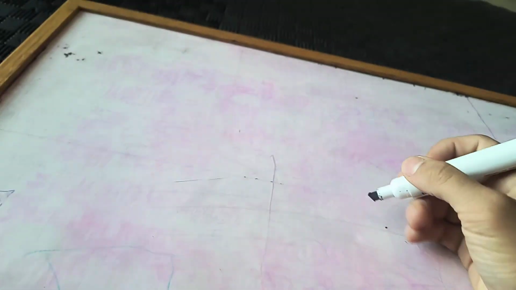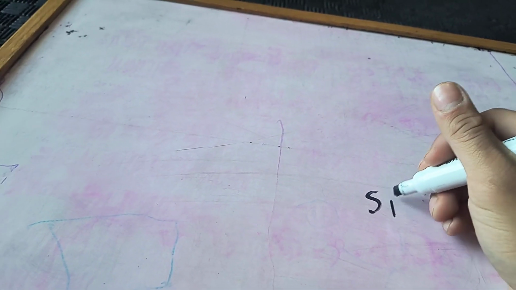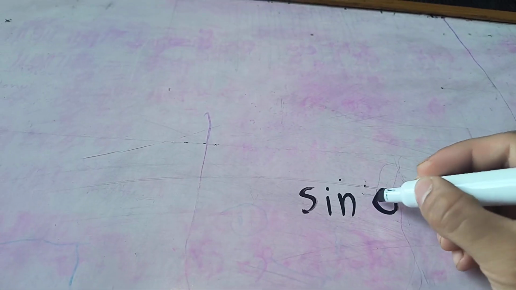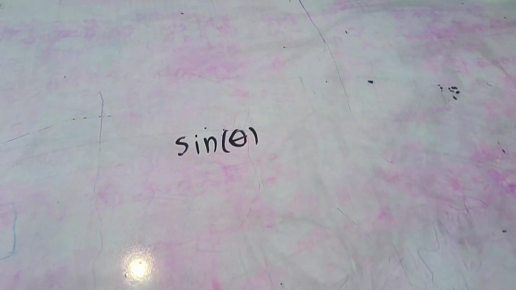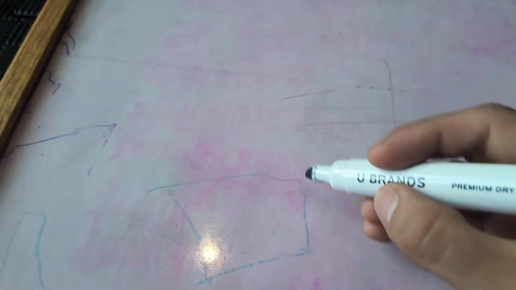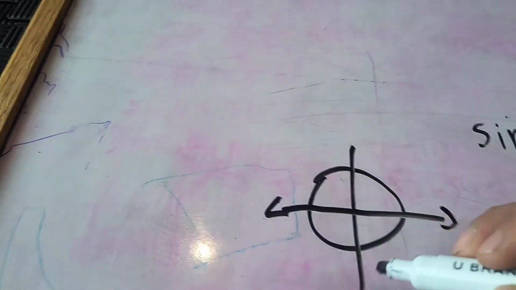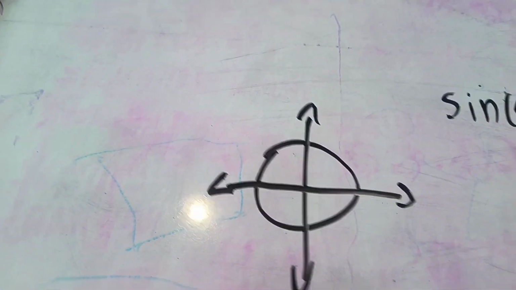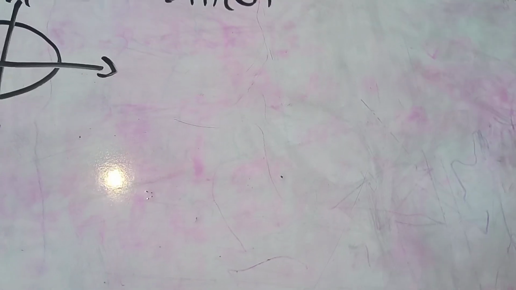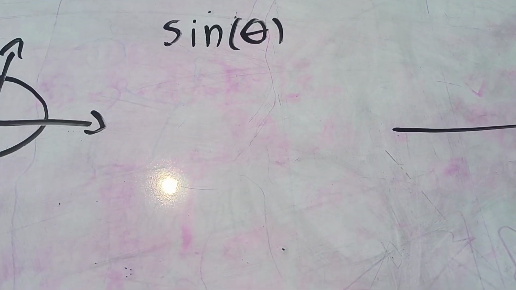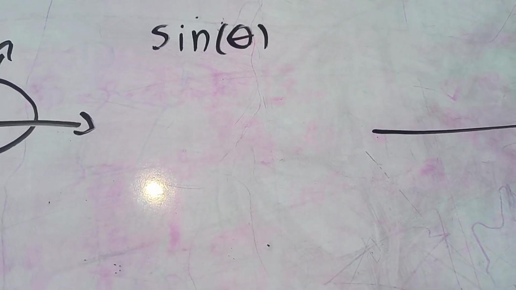Okay, let's find the domain and the range of the function sine of theta of a unit circle. Let me write that unit circle. I know that's not a unit circle, but just pretend with me. So we have our unit circle, and I'm going to draw a graph for the sine function.